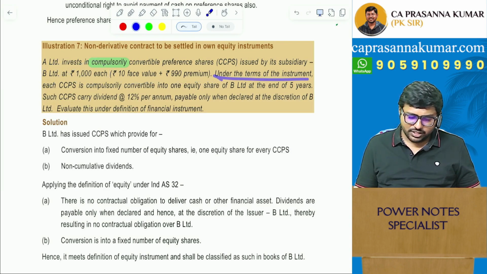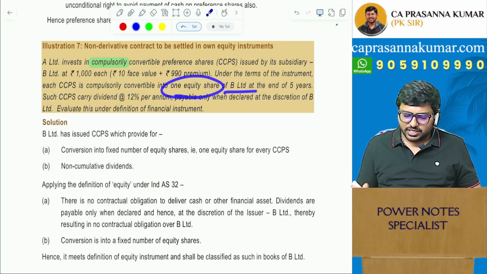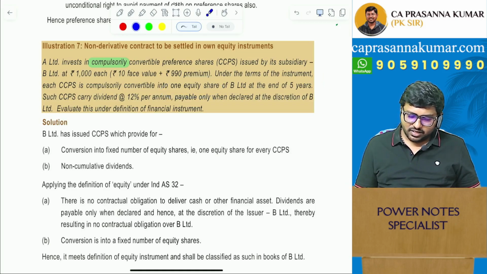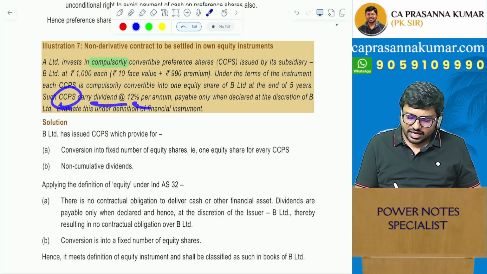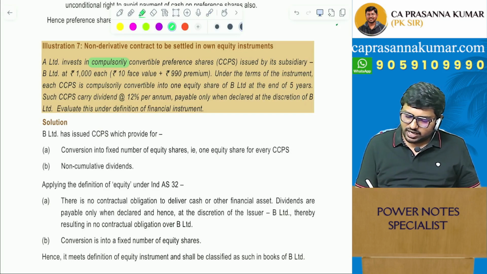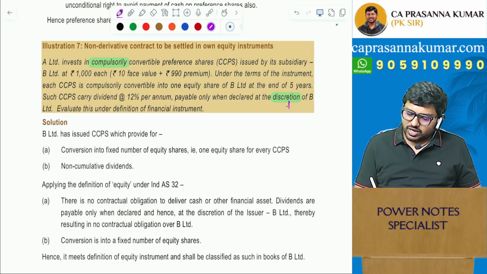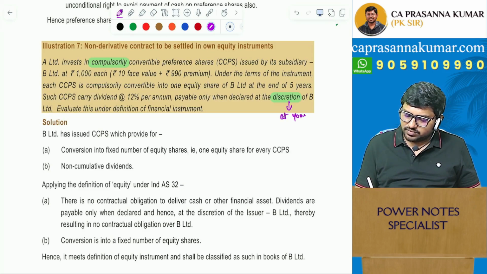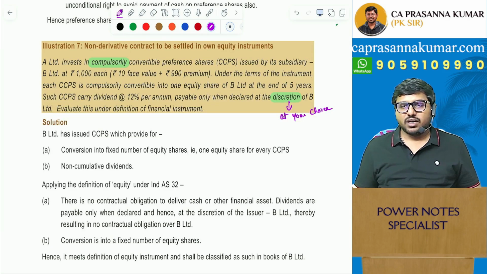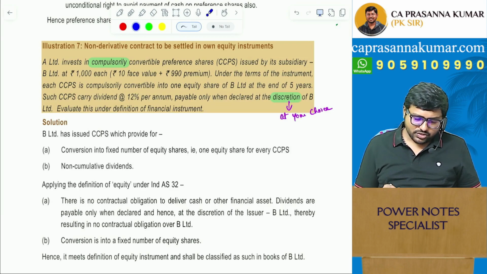Under the terms of the instrument, each compulsorily convertible preference share, which is nothing but CCPS, is compulsorily convertible into one equity share of B Limited. Okay, it is 1:1, so it's easy. Next, at the end of 5 years, such CCPS carry dividend at 12% per annum, payable only when declared at the discretion. We have our wording, discretion. Discretion means what? At your choice. Whose choice? Company's choice. In that case, is there any obligation? No obligation. At the discretion of B Limited.